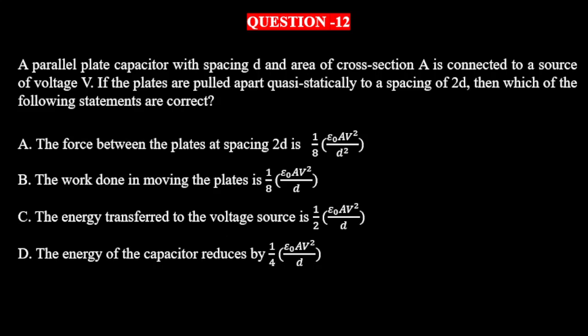A parallel plate capacitor with spacing D and area of cross section A is connected to a source of voltage V. If the plates are pulled apart quasi-statically to a spacing of 2D, then which of the following statements are correct? So this is an MSQ question where more than one option could be correct. So in this case, we have to check each option. There are 4 options and we have to check all 4.